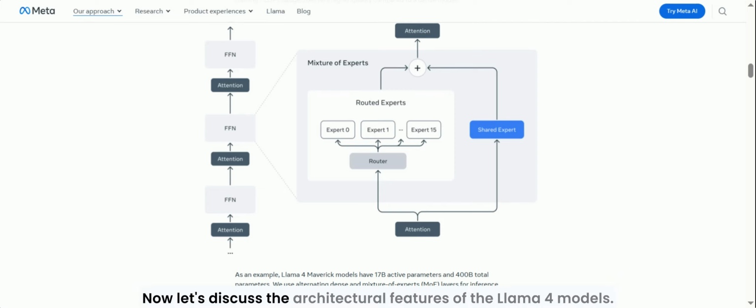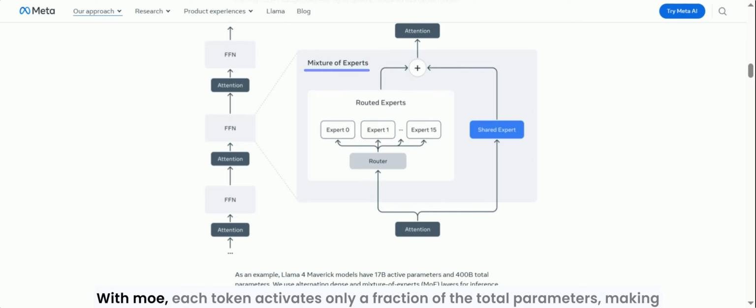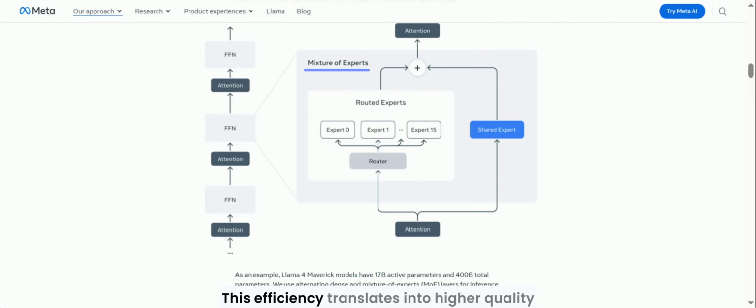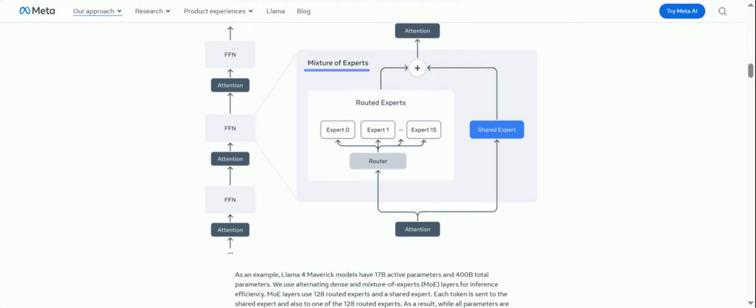Now let's discuss the architectural features of the LLaMA 4 models. These are the first LLaMA models to employ the mixture of experts (MoE) architecture. With MoE, each token activates only a fraction of the total parameters, making the model more computationally efficient for both training and inference. This efficiency translates into higher quality within the same training budget compared to traditional dense models.